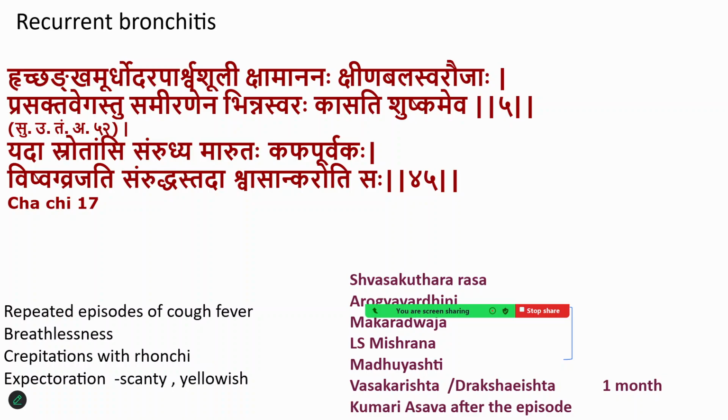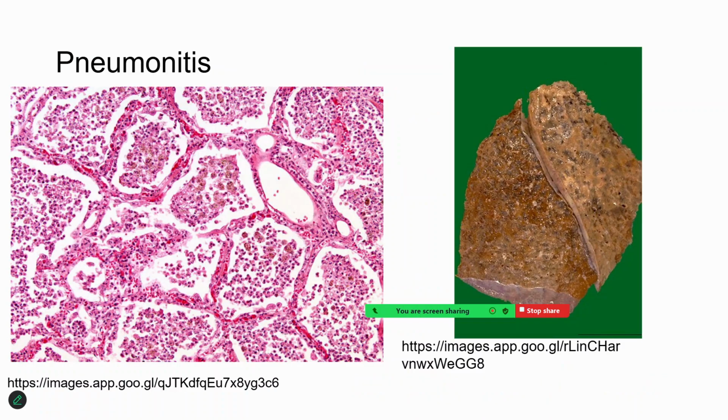In such conditions, my prescription would be Shasakutara, Arogyavardhini, Makaradhwaja, and Vasakarishta or Draksharishta. The duration of the treatment would be longer, about a month. And there is always a tendency for recurrent bronchitis. The patient may tend to have these episodes repeatedly. In such conditions, to prevent further recurrences, I would prefer a longer administration of a Deepana-Pachana aushadhi like Kumari Asava. That's one sort of consequence of the inflammation.